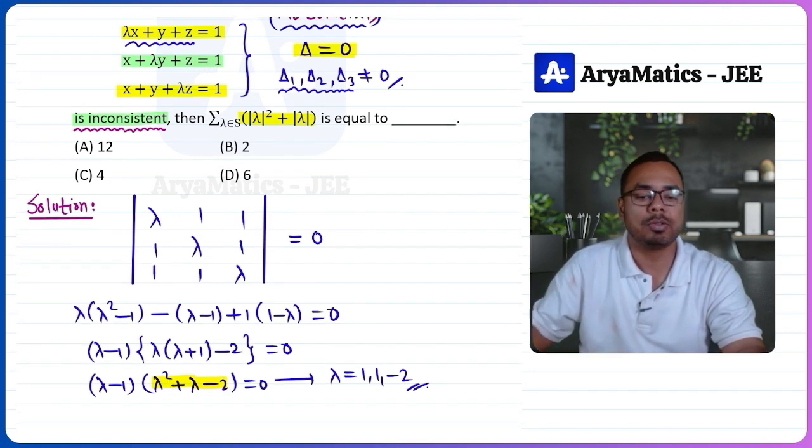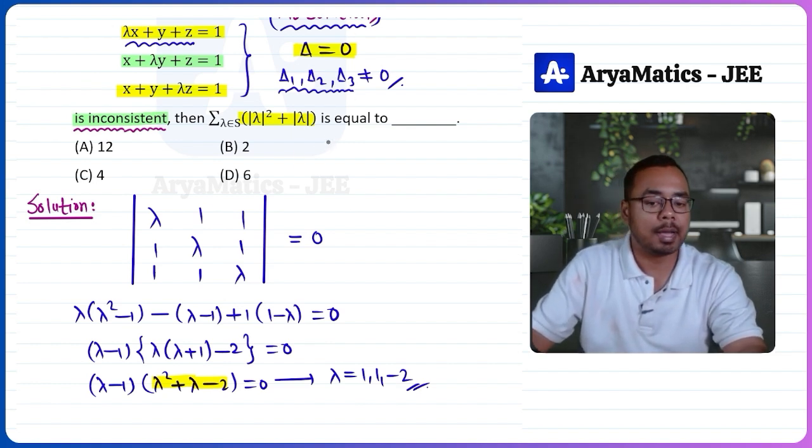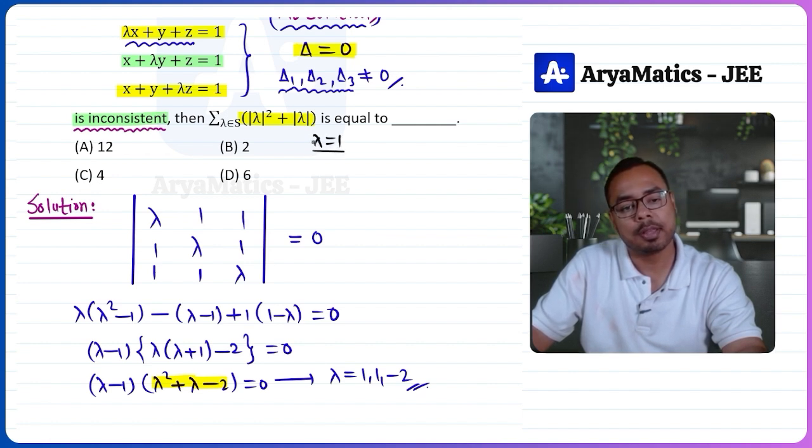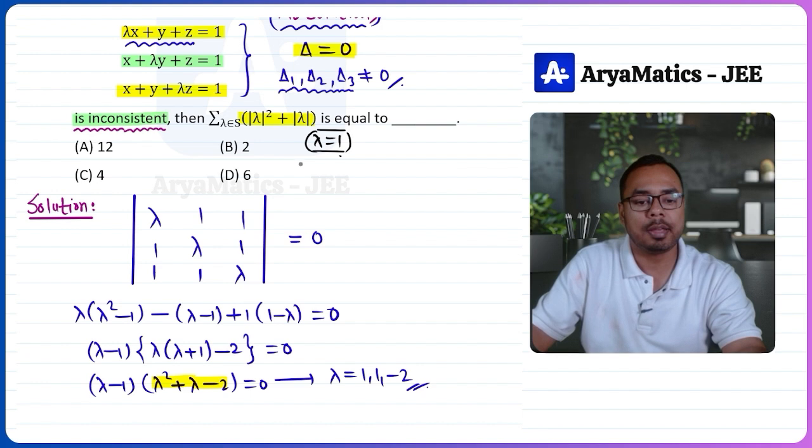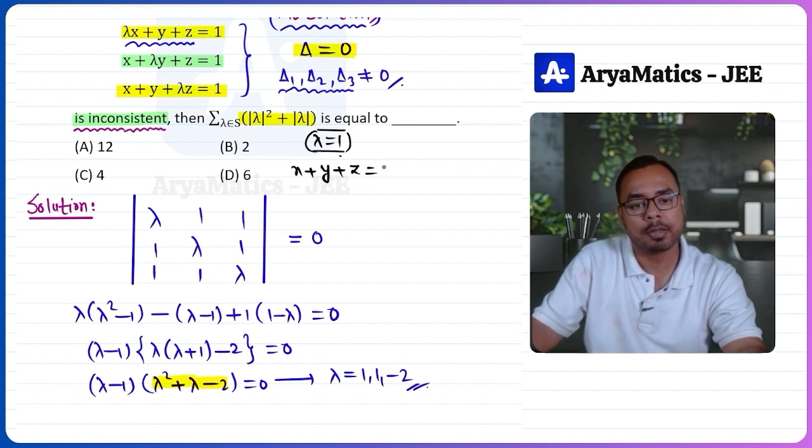So these are the three values of lambda that we are getting, right? Now, if I take lambda as 1, then our system of linear equations will become x plus y plus z equals 1. The second equation is also x plus y plus z equals 1. And the third equation is the same, x plus y plus z equals 1.